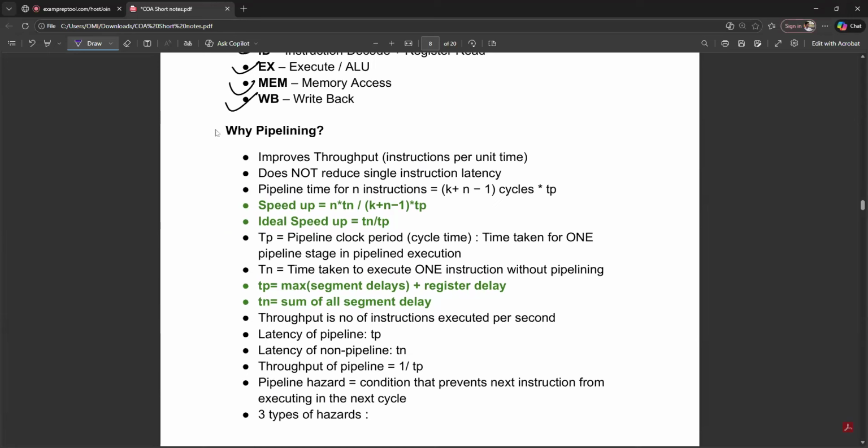Now, why pipelining? The first question is why pipelining. It improves the throughput, which is instructions per unit time. What does throughput mean? How many instructions are executed per unit time. That is called throughput.